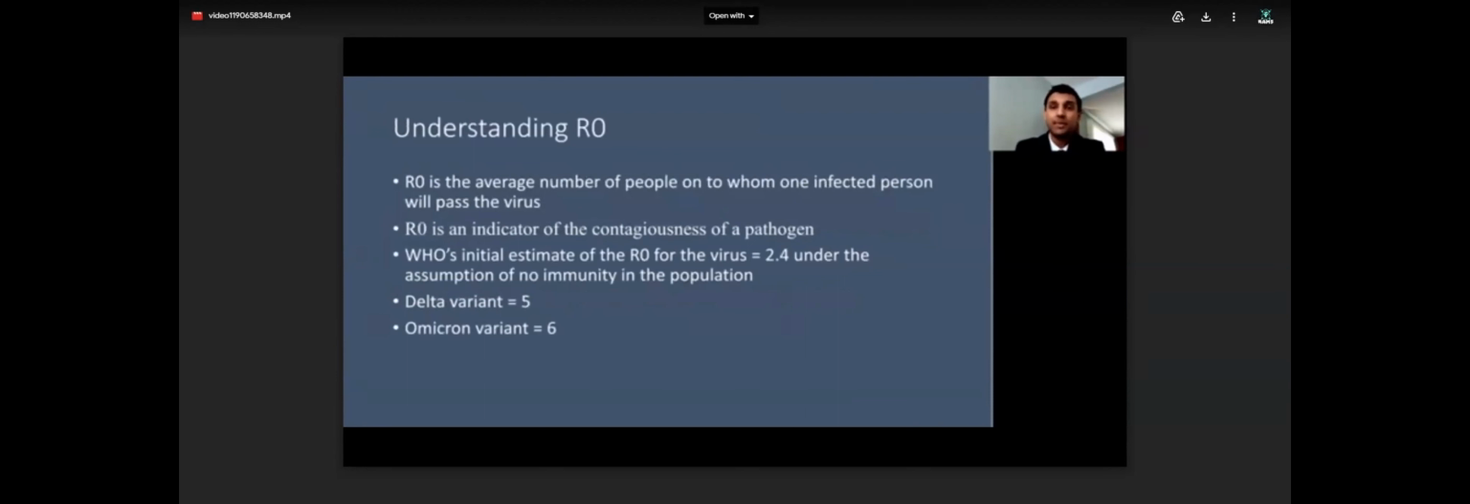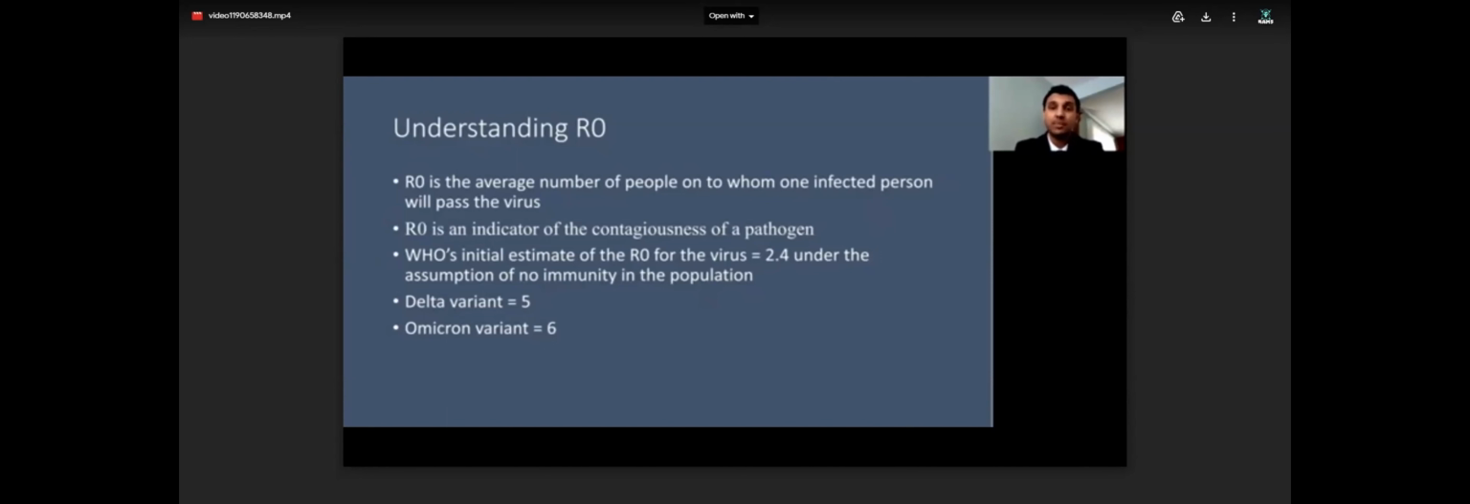The basic reproduction number R0 is the average number of people onto whom one infected person will pass the virus, SARS-CoV-2 in this case. If R0 is above 1, the epidemic will grow exponentially, and the outbreak will dissipate if R0 is below 1. R0 is a dimensionless number and an indicator of the contagiousness of a pathogen. It is not a constant for the pathogen itself, but rather a constant for a pathogen in each population.